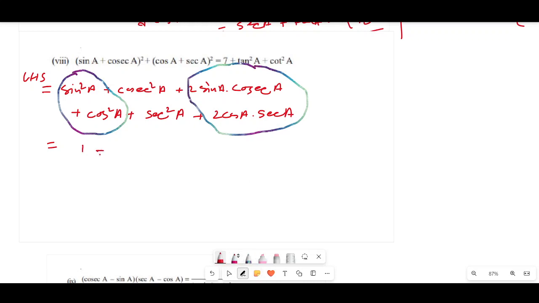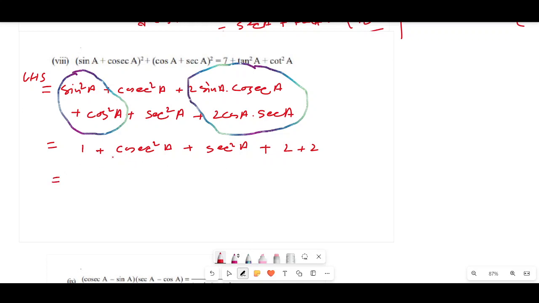Now this will be 1. And if we reverse, it will be cosec square A and sec square A. So cosec square A is 1 plus cot square A. Now first we should write cosec square A, then sec square A, then here 2 plus 2 is 4. Clear?